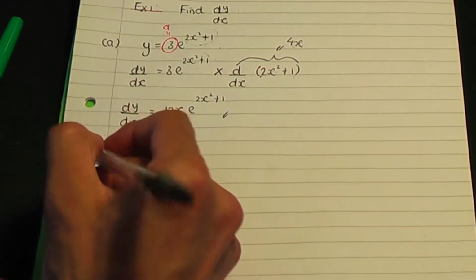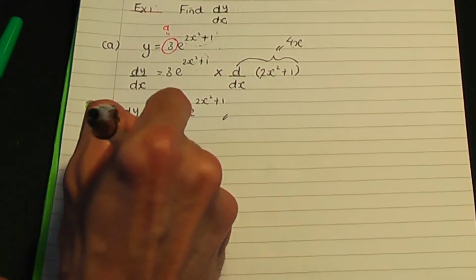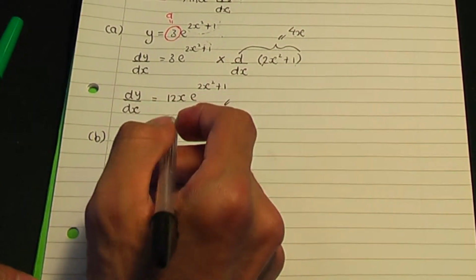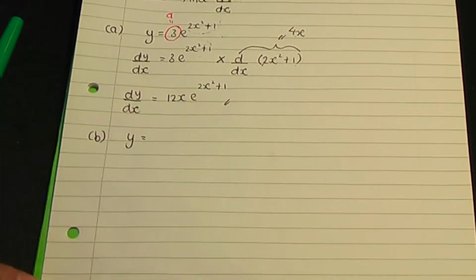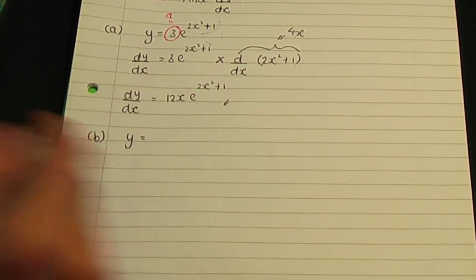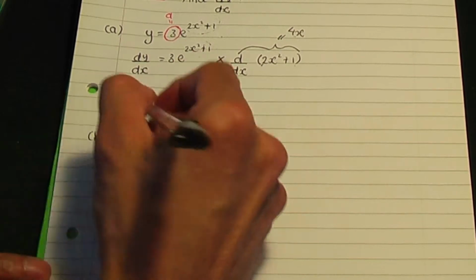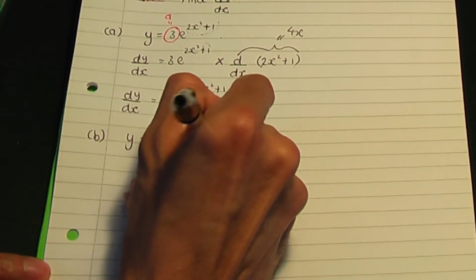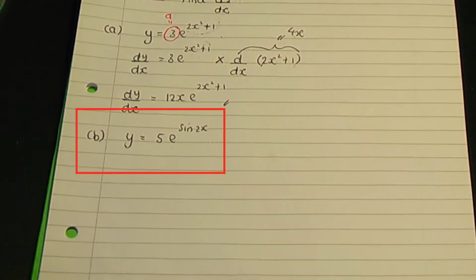Right, let's try some more. y is equal to, let's think about this one. In a previous video, I went through the derivatives of trigonometric functions, so let me combine this with a trigonometric function. How about 5e to the power sine 2x?